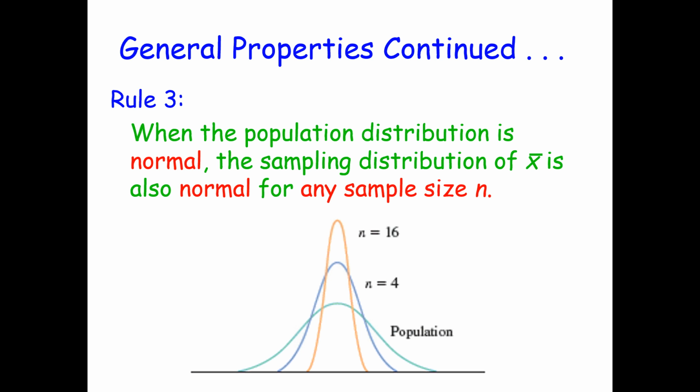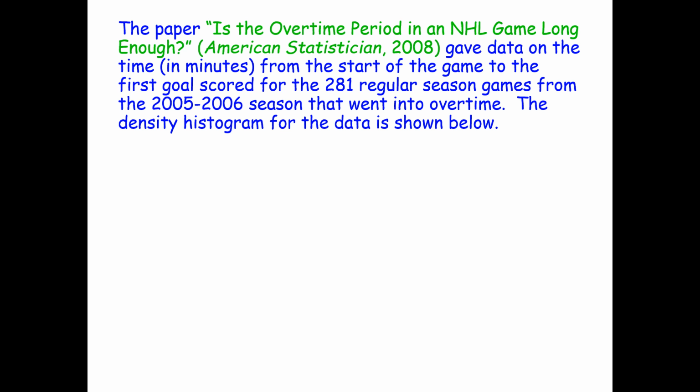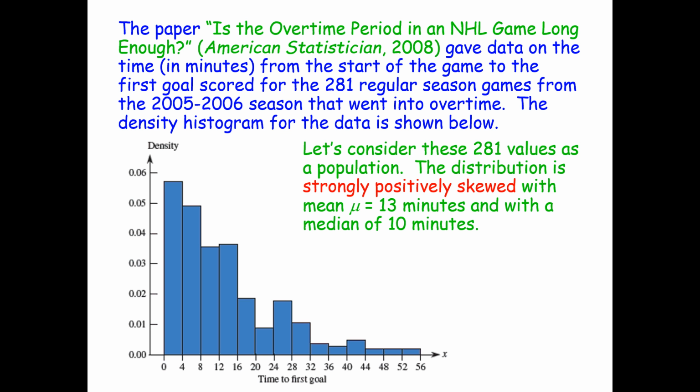Let's look at another example. Here the paper is "Is the overtime period in an NHL game long enough?" It gave data on the time in minutes from the start of the game to the first goal scored for the 281 regular season games from the 2005-2006 season that went into overtime. The density histogram for the data is shown here. Now, let's consider these 281 values as a population. The distribution is strongly positively skewed with a mean of 13 and a median of 10 minutes.